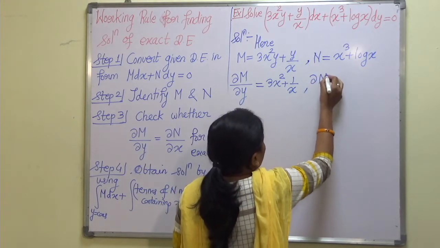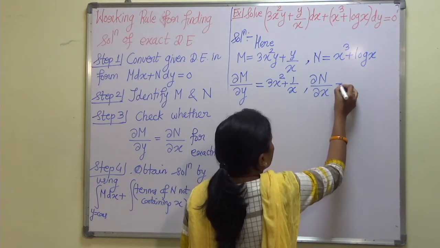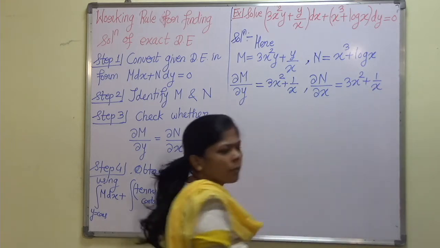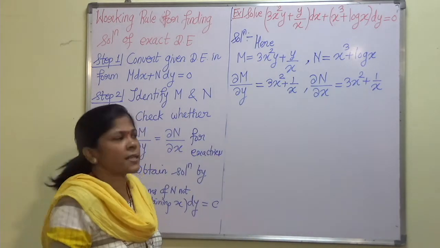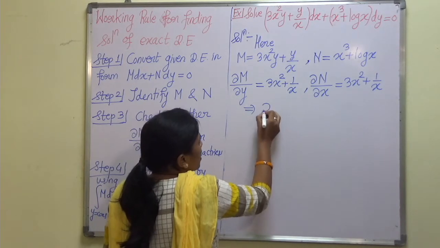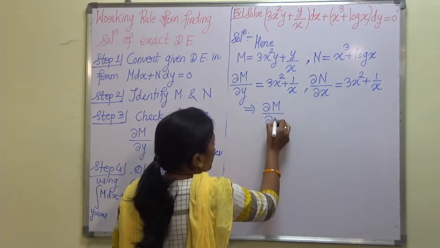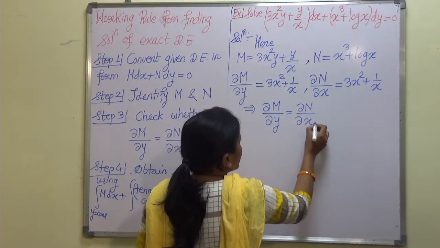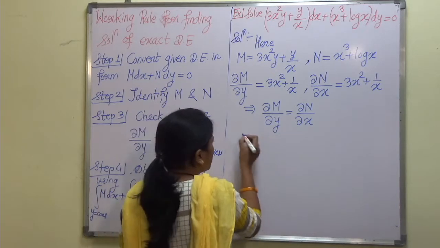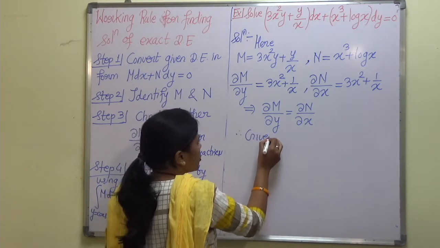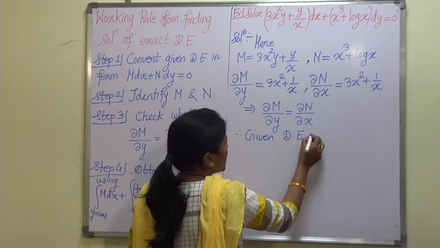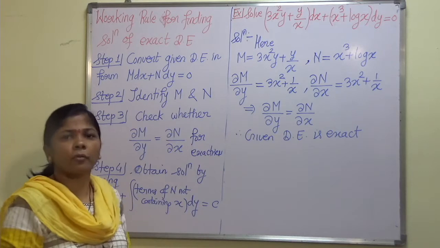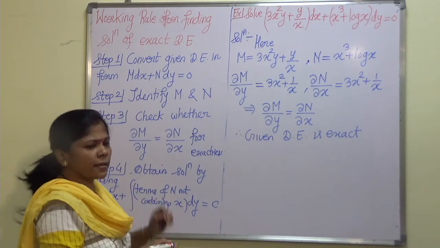Then differentiate N with respect to x, so it is 3x square plus 1 by x, since the derivative of log x is 1 by x. Now if we see this, what is the conclusion? Both are equal. So del M by del y is equal to del N by del x. Therefore, the given differential equation is exact. And hence, according to step number 4, we will obtain the solution as per this format.